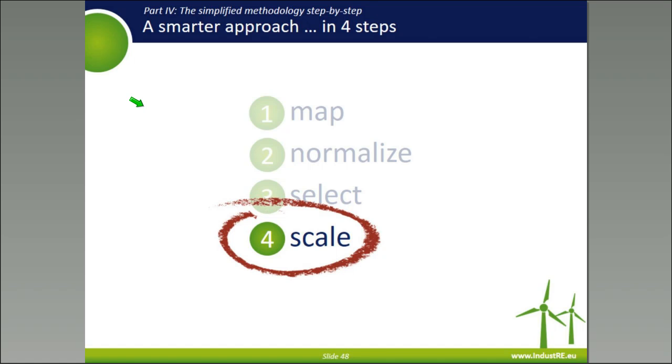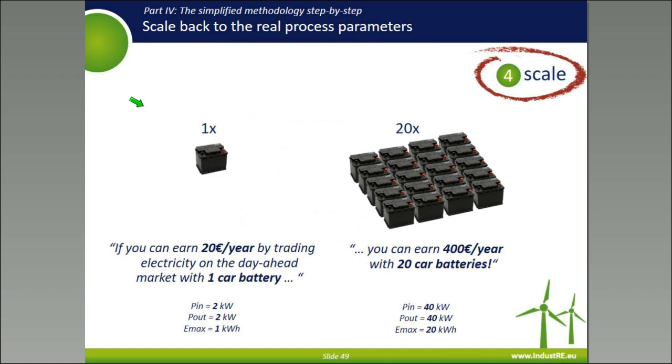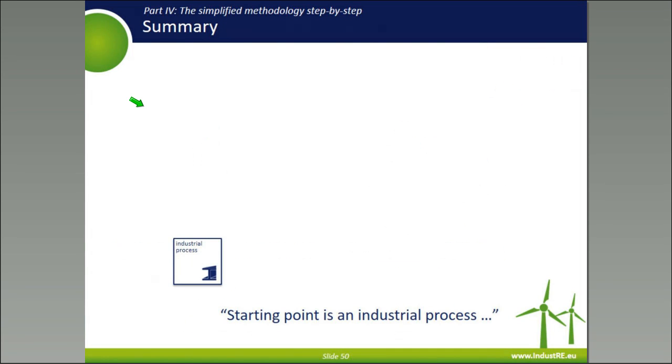That was step number 3. Step number 4 is scale. That's very simple. It's scaling back. We did an exercise in a normalized world, but we want to do a real business case. So at the end, we have to scale back to the original values. It's a bit like we looked in the graph of one battery, and we have to extrapolate what it would be if it would have been 20 batteries in real life. Those are the 4 steps.